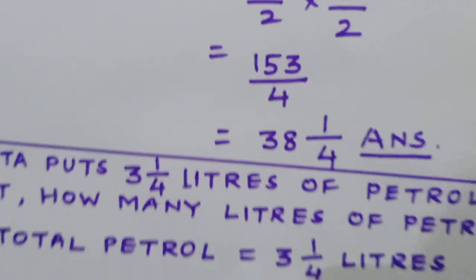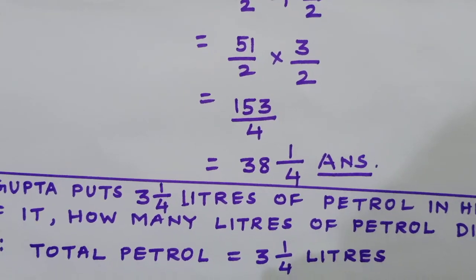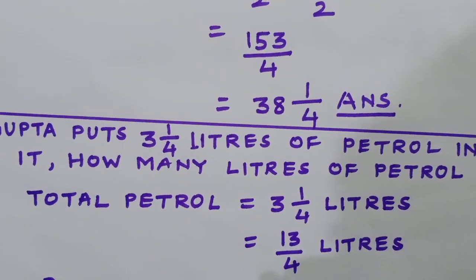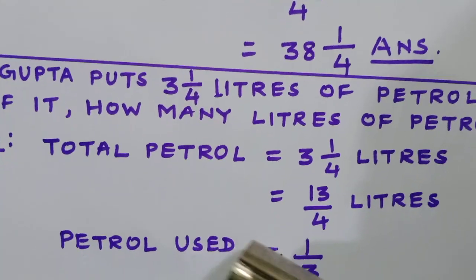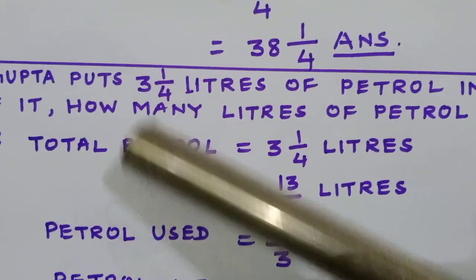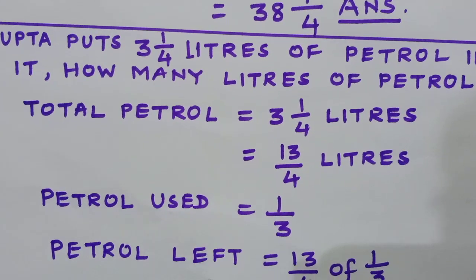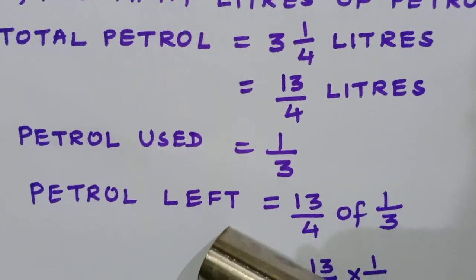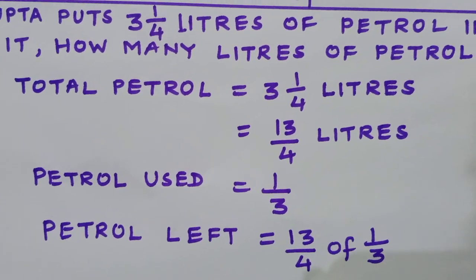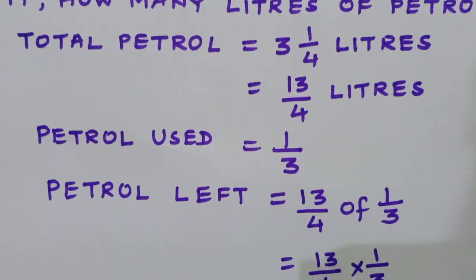Total petrol is given 3 whole number 1 by 4 liters. We will write here. Then 4 into 3 plus 1, 13 by 4 liters. Now petrol used is given 1 by 3. So we will write 1 by 3. Statements are necessary in word problems. Now petrol left. What will we do? Again the same process. 13 by 4 of 1 by 3. Of means multiplication.